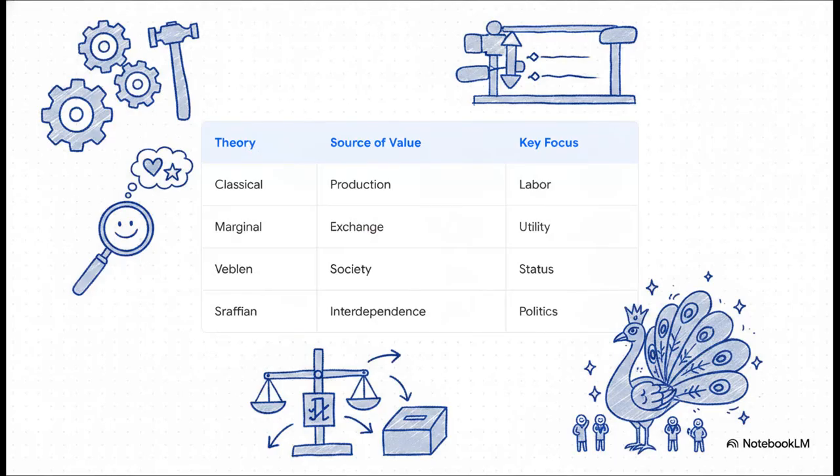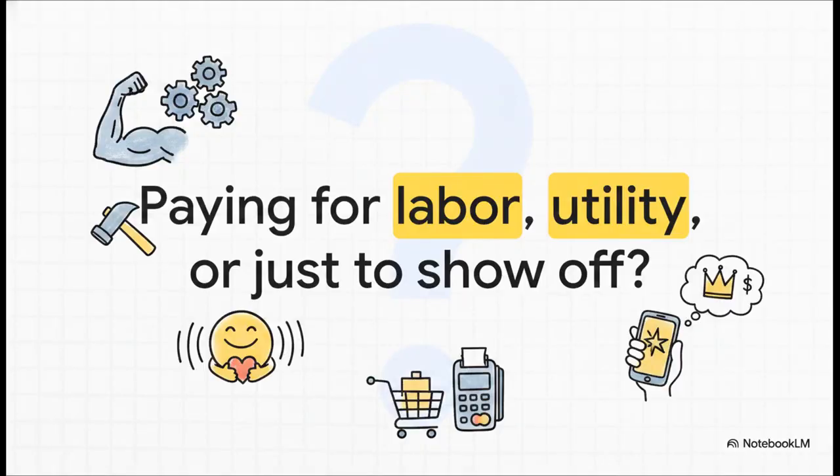Bringing all of this together, we've used 4 distinct lenses to demystify price today. We started with the classical theorists, who looked at production and saw value rising up from human labor. Then the marginal revolution completely shifted our focus to exchange, seeing value in an individual's utility and desire. Veblen zoomed way out to society, showing us that value can be driven purely by ego and status. And finally, the Sraffian theory highlighted interdependence, suggesting that value is ultimately finalized by systemic power and politics. Understanding these invisible forces is absolutely crucial. It gives you a superpower to decode the world around you.